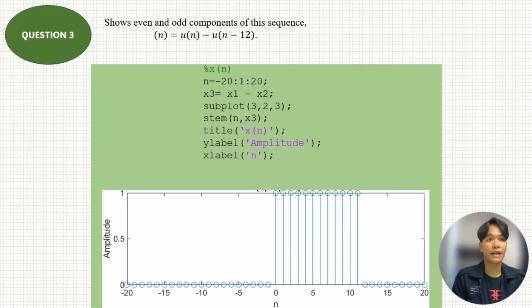In this slide, I will show you how we do the subtraction of un and un minus 12. The figure below shows the result after we subtract the signals. x3 shows that x1 is un and x2 is un minus 12. As we subtract both of the signals, we get the final signal like this.